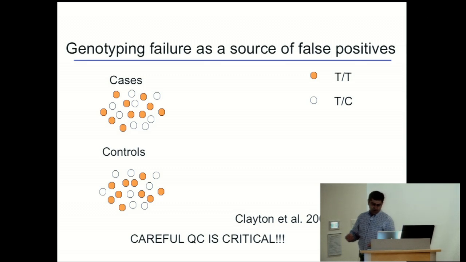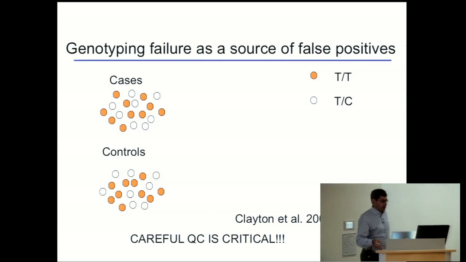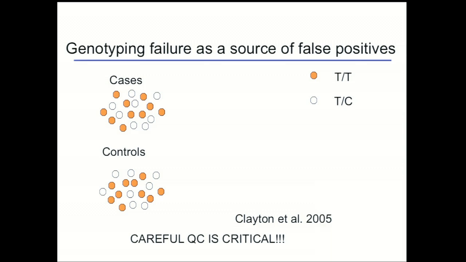So actually, before I dive into ancestry, I'm just going to point out that genotyping quality is also a very important source of artifact. And when you're doing QC of your association studies or of any of your genetic studies, QC of your genotype calls is really important. So this is one way, and this is pointed out by David Clayton and colleagues, one way in which you can get a false positive association.